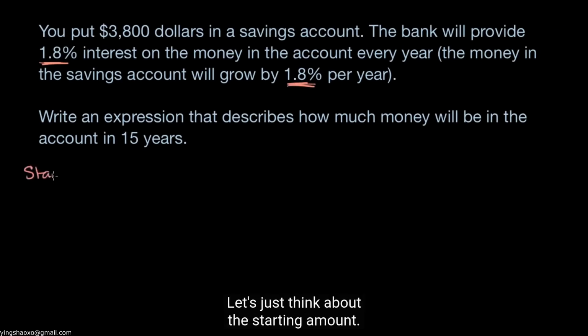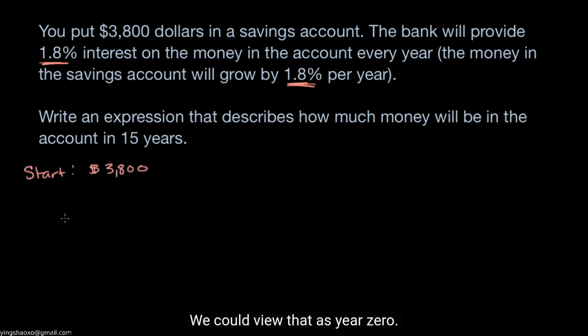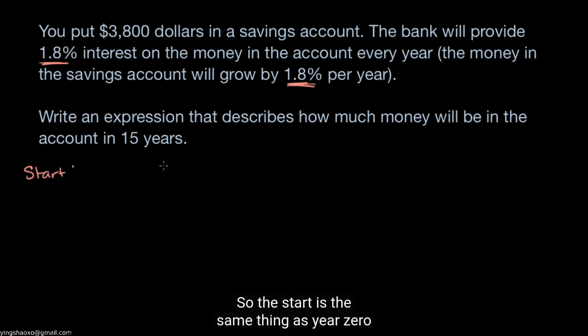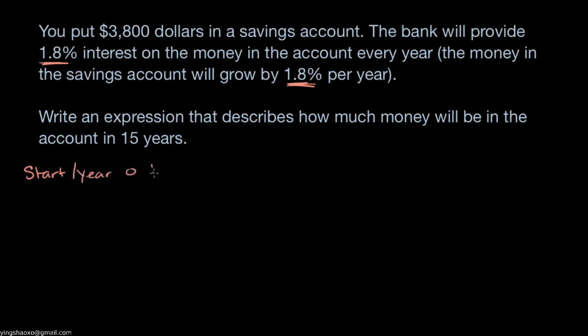Let's just think about the starting amount. In the start, we're just going to put $3,800. We could view that as year 0. Actually, let me write it that way. So the start is the same thing as year 0, and we're going to start with $3,800. Now let's think about year 1.